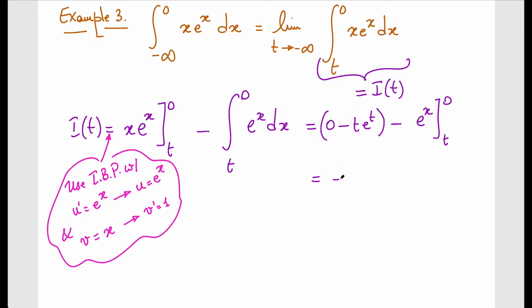If you evaluate this at the upper bound, you get 0, minus, evaluating at the lower bound, t e^t, minus the integral of e^x, which is e^x, taken between t and 0. So that's minus t e^t, minus, at the upper bound when x is 0, e to the power 0 which is 1, minus e^t. So at the end of the day you get minus t e^t minus 1 minus e^t. And what do we want? We want to let t go to minus infinity of that entity which was labeled I of t.